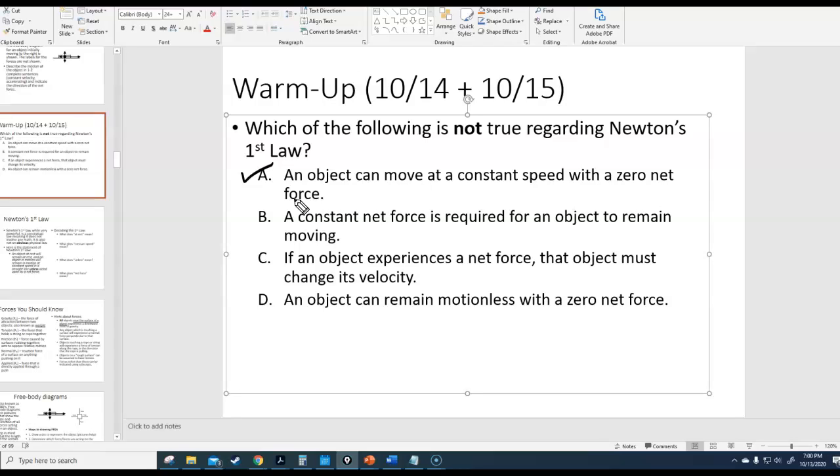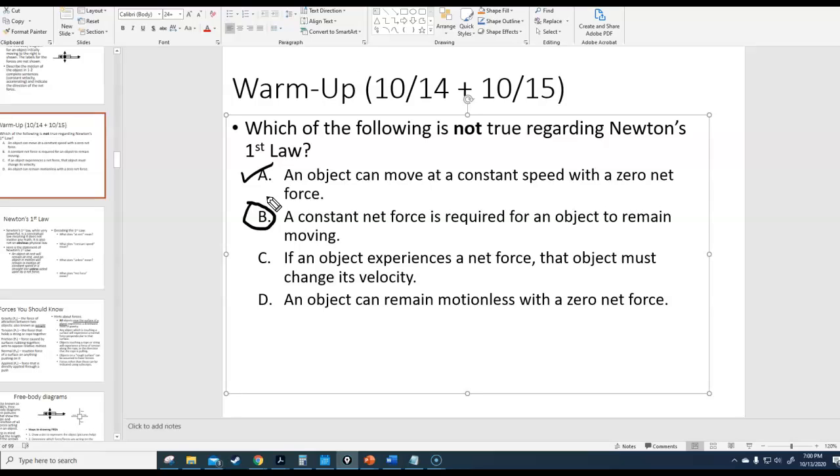B says a constant net force is required for an object to remain moving. That statement is not true, and so B is actually the correct answer to the question. A net force causes an object to accelerate, to change its velocity. It's not required for the object to remain moving.